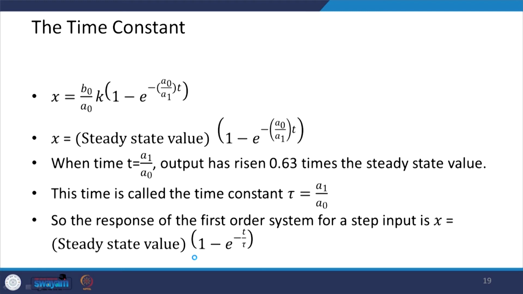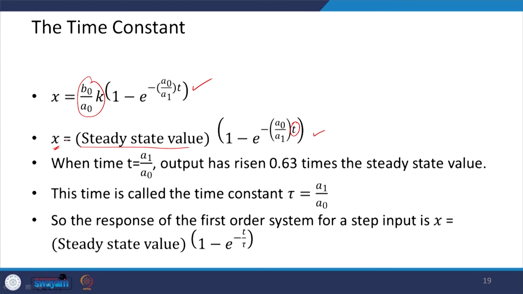Now, if I look at this expression for the solution of the differential equation with a forcing function, that is the first order differential equation, this is my expression, and we have seen that this is the steady state value times this part. Now, here you see that if I write t is equal to a1 by a0, then these terms will get cancelled, and we will have the value of x.